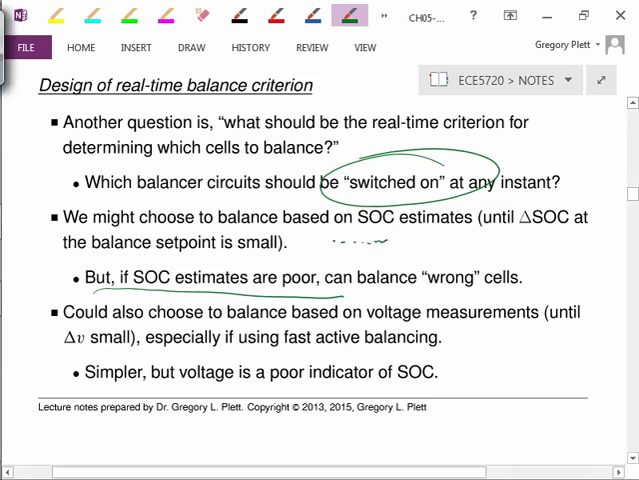So even if all cells are exactly the same, if a bad estimate says I need to knock that one down, and I do, then all of a sudden I've got an out-of-balance pack, and I have to knock all 3 of these down to get them in balance again, is the idea. So a poor state of charge estimate and balancing based on that state of charge estimate is going to lead us to do the wrong thing.